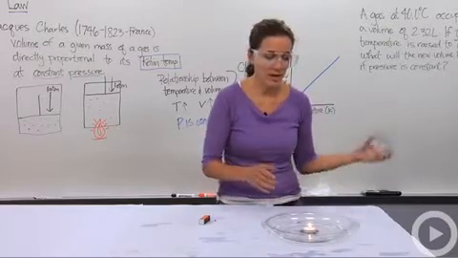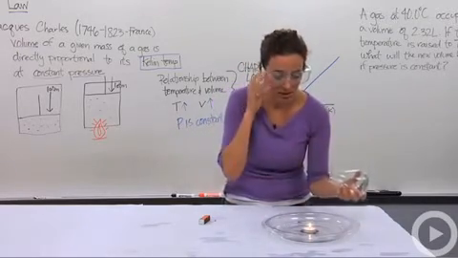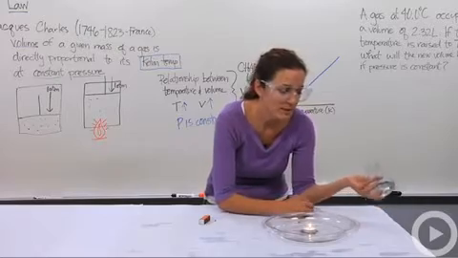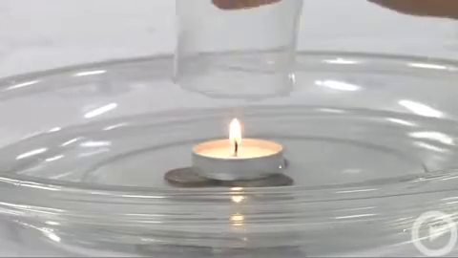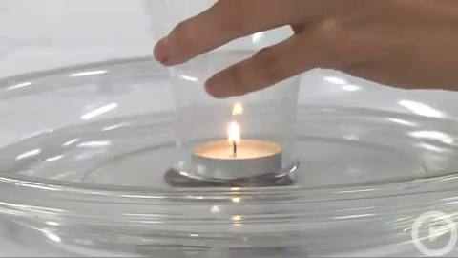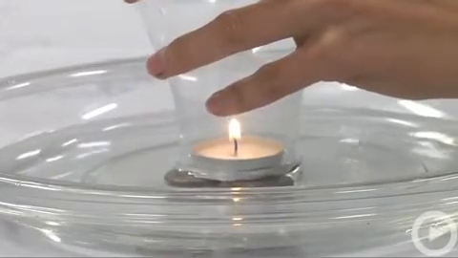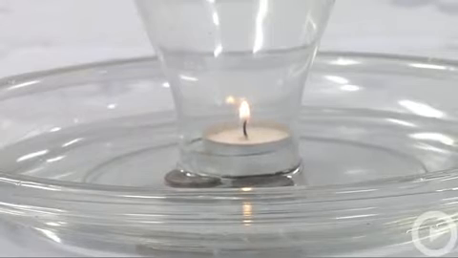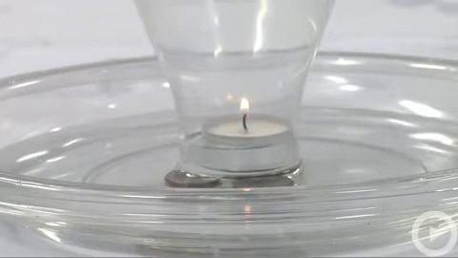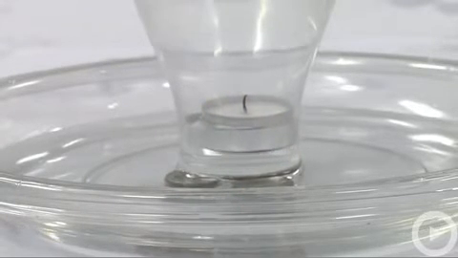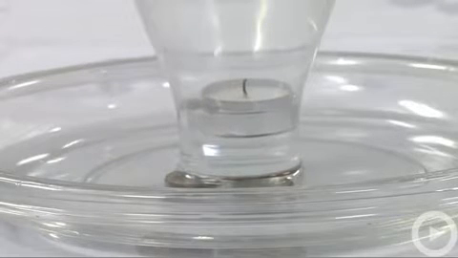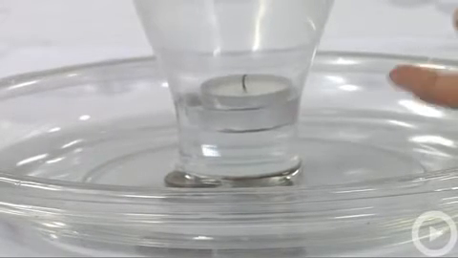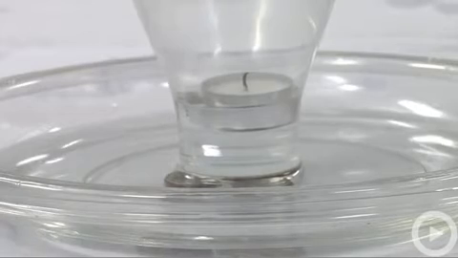I'm going to capture this glass on top of this candle, and what that's going to do is it's going to end up going out because all the oxygen in this glass container is going to be used up. As it's being used up, the candle is going to go out. And notice, when it went out, the water level rose inside the canister.